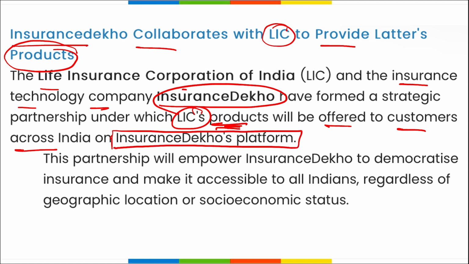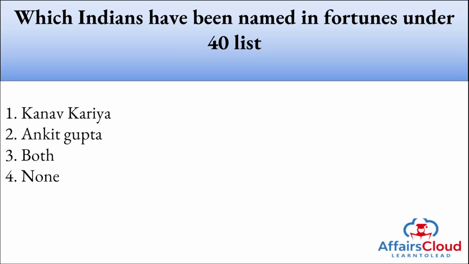All right, what are the products here? Life insurance policy, health insurance. All right, all these insurance products of Life Insurance Corporation will be marketed and offered to customers on the Insurance Dekho platform. Highly important, mark this. So you need to remember this partnership between Insurance Dekho and Life Insurance Corporation.